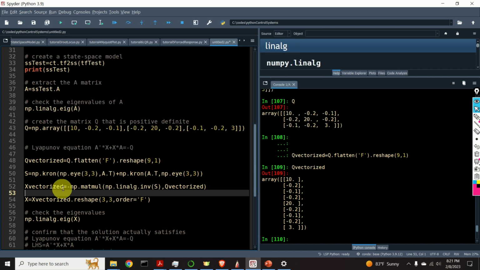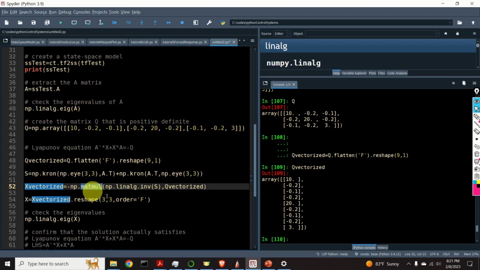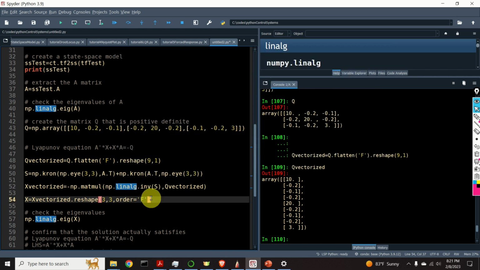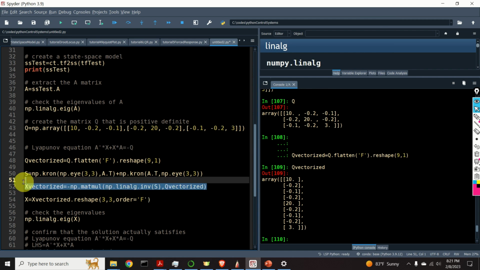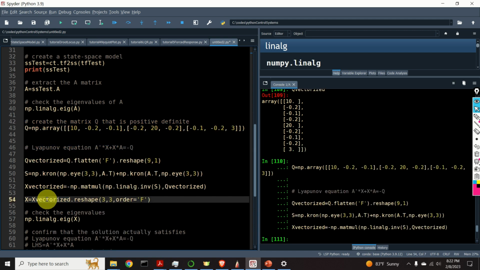Okay, once I do that, I can compute my X vectorized. Here's my X vectorized. I need to invert the matrix S, and I need to multiply the result with vectorized Q. Let's do that. I'm calling this numpy function matmul that performs matrix multiplication or matrix vector multiplication, since in our case Q is a vector, and I'm simply inverting the matrix S. I'm calling the function numpy linalg inv, and here's our X vectorized. Let's see the result. Here it is.